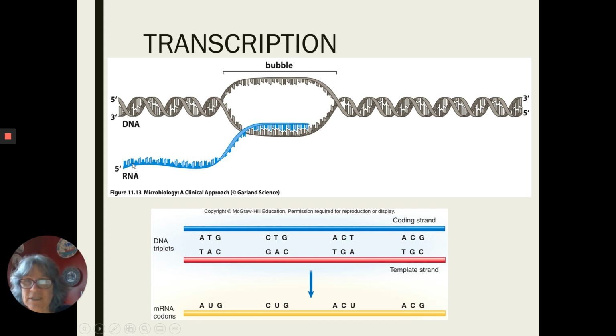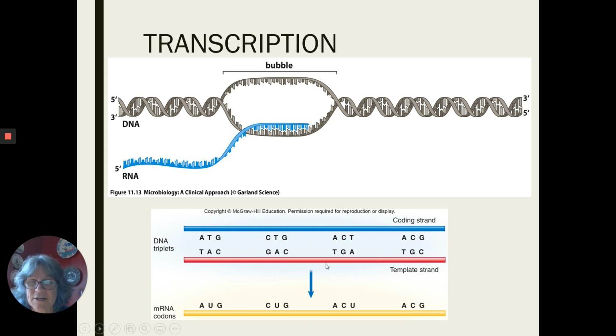Here is transcription. There's my DNA. I'd have my replication bubble in a bacteria, and my RNA is produced from that and leaves the DNA, and then this will close back up. So here's my DNA. I have a coding strand. This is not the one that makes RNA. The template strand makes RNA. This is the template. My template always uses complementary base pairing. T codes for A codes for U in RNA, C codes for G codes for C.